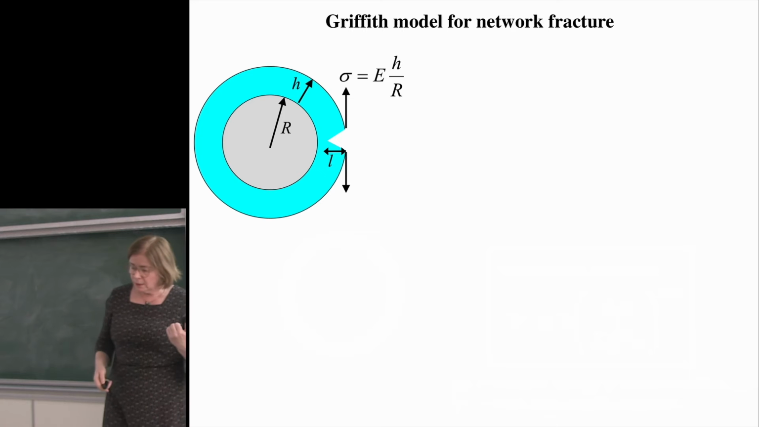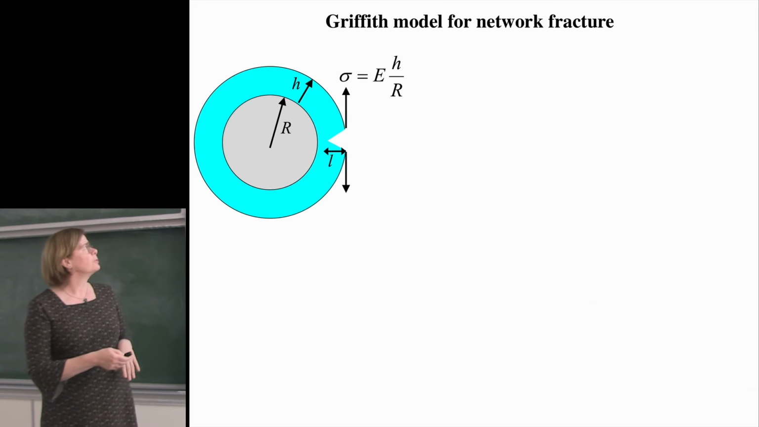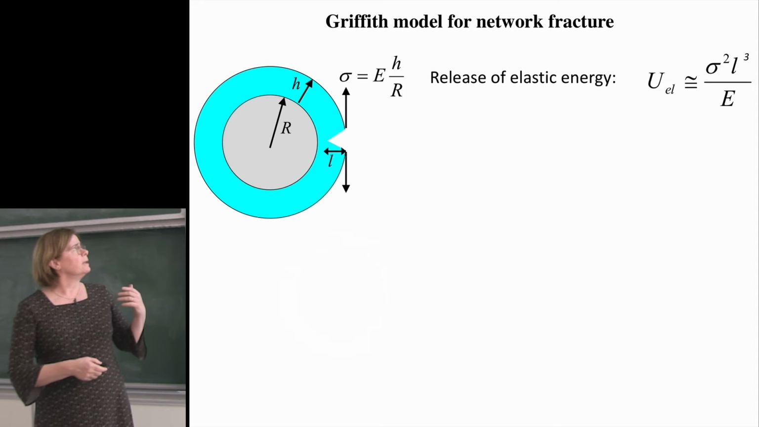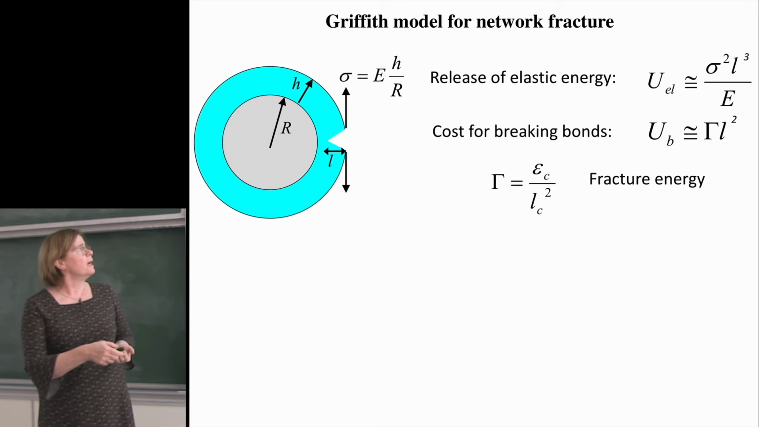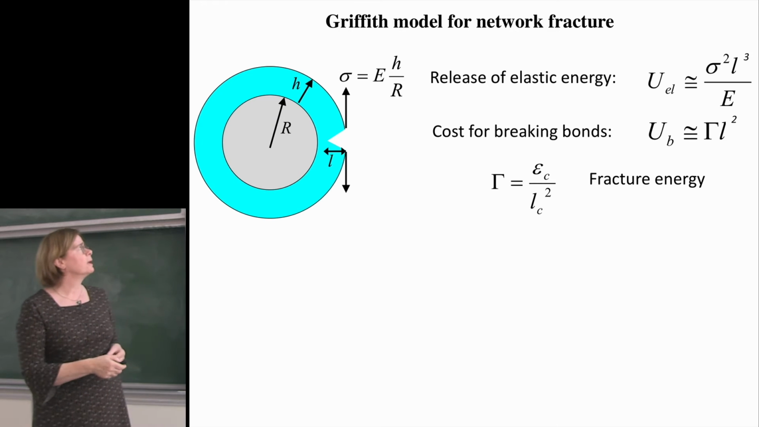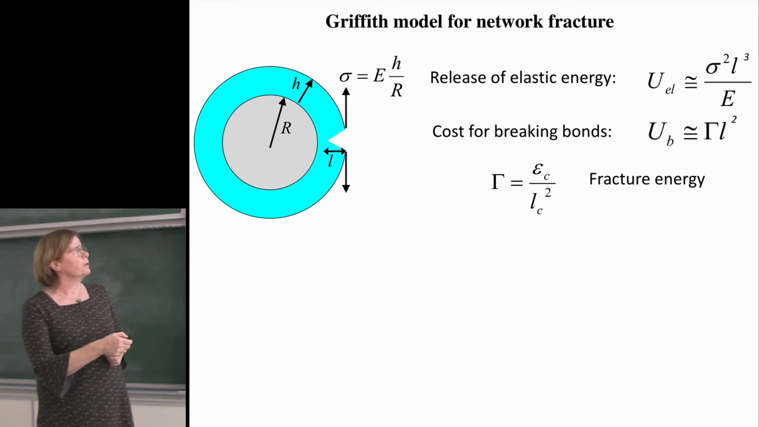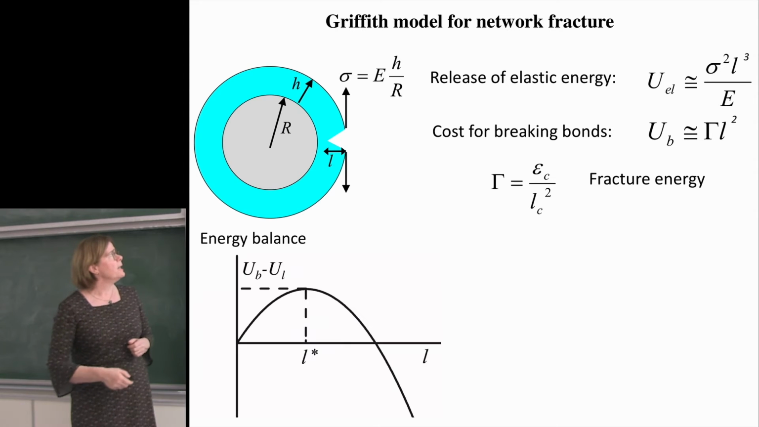So in fact, when it breaks under this tangential stress, we can estimate the release of the elastic energy, and that's here, the cost of breaking bonds in the network. That depends on the fracture energy. Here is the energy per unit surface for one link. And then we have an energy balance that results in this sort of curve.